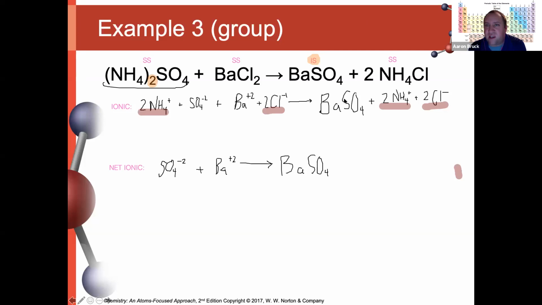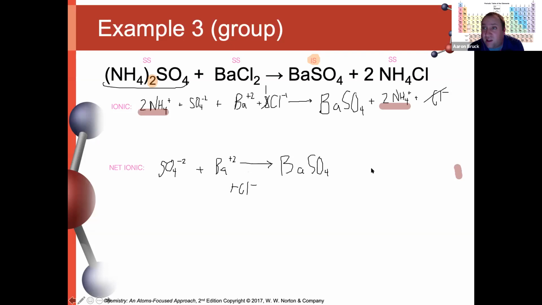Let's just say for the sake of argument that you only applied this 2 to the ammonium, but not to the chloride. If that was the case, would the chlorides truly cancel? In a sense, this chloride would go away, but I'd only lose one of these. 2 would go down to 1. I'd end up with an extra chloride here that wasn't over here anywhere. So if you find yourself looking at that kind of situation where you go, okay, that's funny, that doesn't make sense. Why do I have extra things on the reactant side compared to the product side? Or why are there more products than reactants?